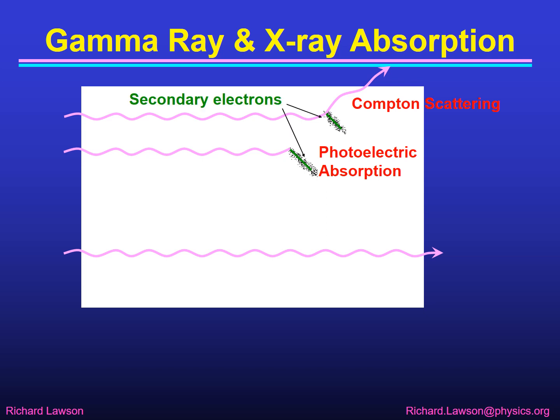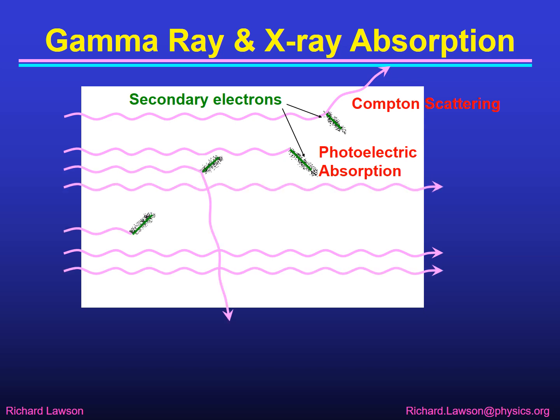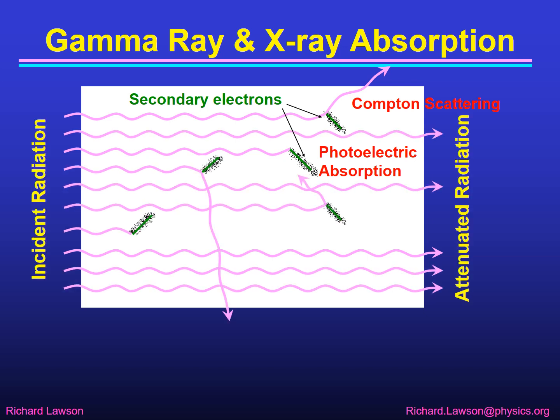In both of those cases, the electron that is produced is a secondary electron, and that's what produces the ionization and deposits the radiation dose in the material. The photon itself doesn't actually produce any ionization, it's only these secondary electrons. So if we imagine lots of gamma rays coming in, some may go straight through, some may not interact at all.